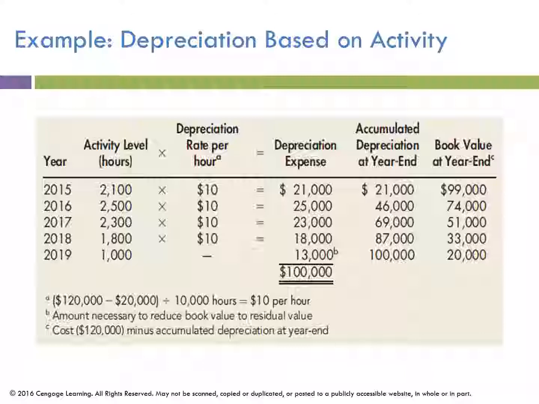Now, this machine, it was used 2,100 the first year, plus 2,500 the second year, 2,300 the third year, and 1,800 the fourth year. So far, it's been used... wait, I didn't do that right. Hold on. Okay, give me 1 second. I got alarms going off. Okay, try that again. So 2,100 the first year, 2,500 the second year, 2,300 the third year, 1,800 the fourth year, or a total of 8,700 hours.